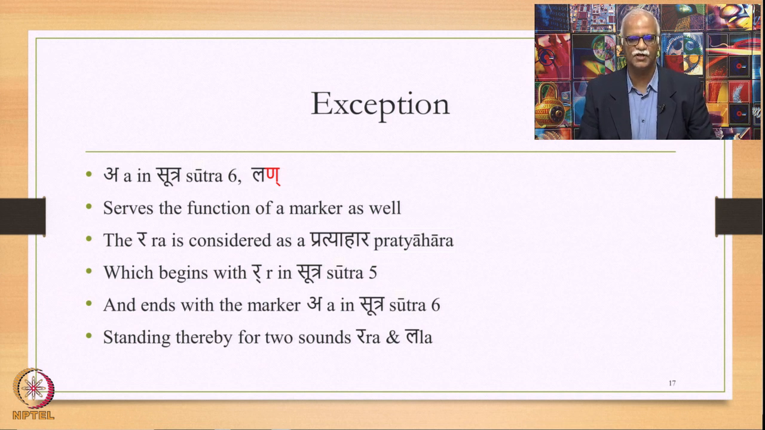The exception is the a in the sixth sutra, la-n. This is, however, not there only for the sake of distinct comprehension. It is there for that, but there is an additional function of a marker assigned to it. So, this a in the sixth sutra, which comes between the consonant l and n, serves the function of a marker as well. And so, if you take a as a marker, then you can also form the Pratyahara ra, in which the beginning sound is r in the fifth sutra and it ends with the marker a in this sutra. What it stands for, therefore, is the two sounds r and l, consonant r and consonant l. That is the only exception.